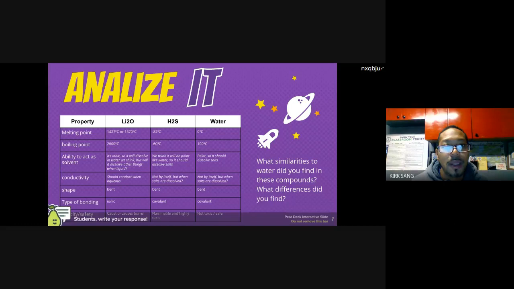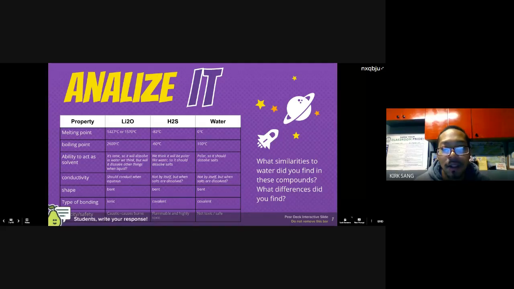Still, a step further would be these properties at room temperature: would they be a solid, liquid, or gas? Make sure that you are using those academic terms that you wrote in your notebook. All right, someone using the term flammable, the property flammable, ability to act as a solvent. Someone has mentioned bonding type. Thank you so much, Donald. Someone has mentioned conductivity.